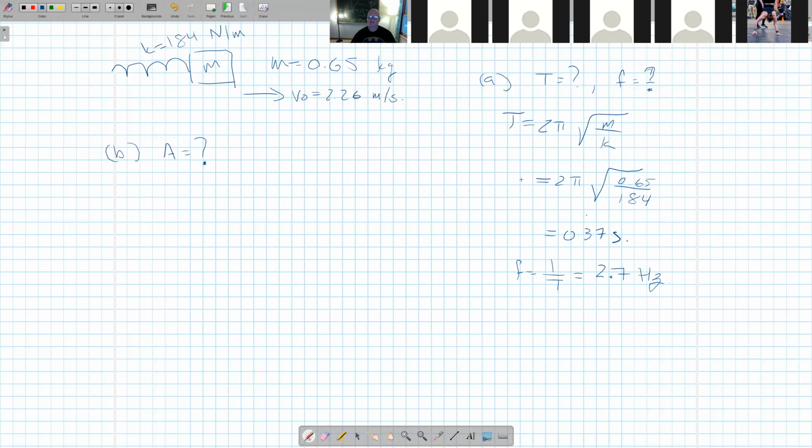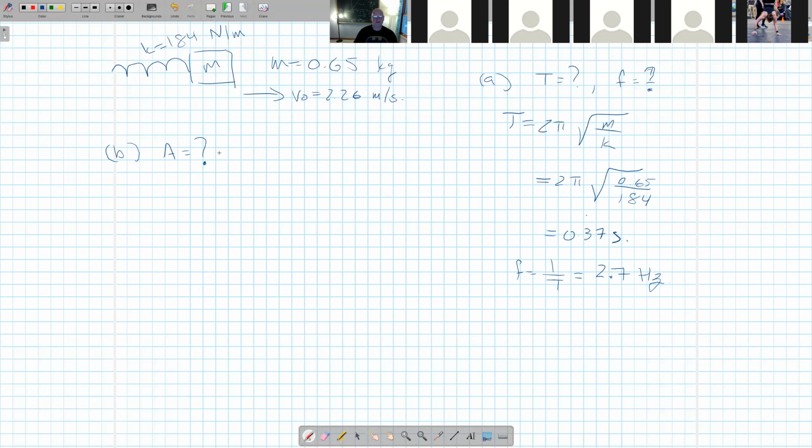Everybody's so quiet. So what do you think? How would we determine the amplitude from what it is that we know? I would use the period to find the angular frequency first. Okay, maybe, and then use that to find the amplitude. And how would we find the amplitude?